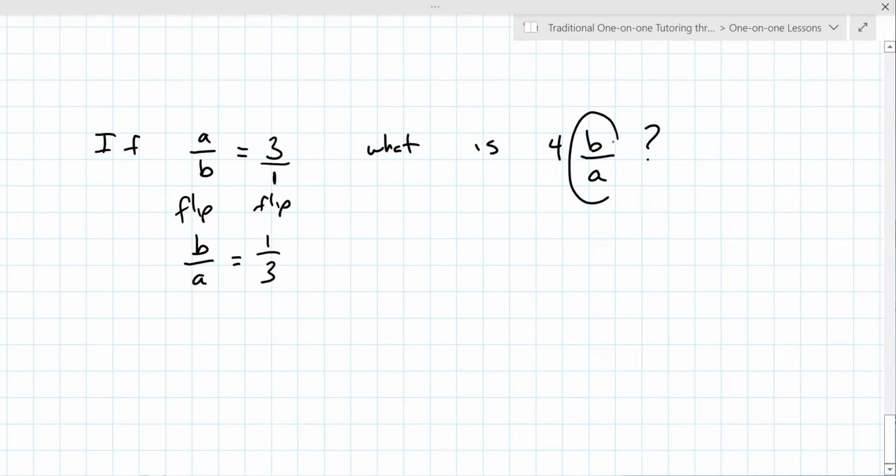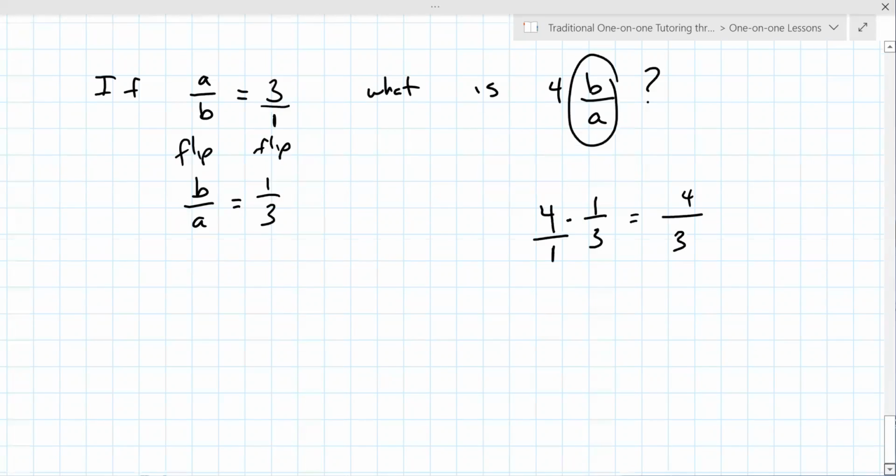Now b over a is 1/3. So what is 4 times 1/3? Well, you write 4 as a fraction, 4 over 1. You multiply the tops and multiply the bottoms. Okay. Yes. So let's try another one.